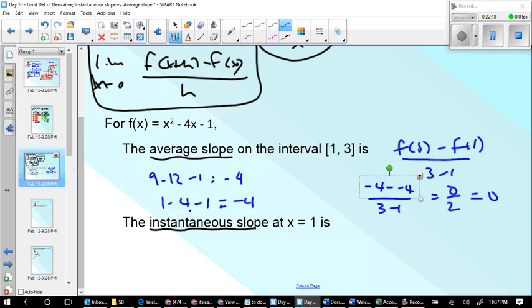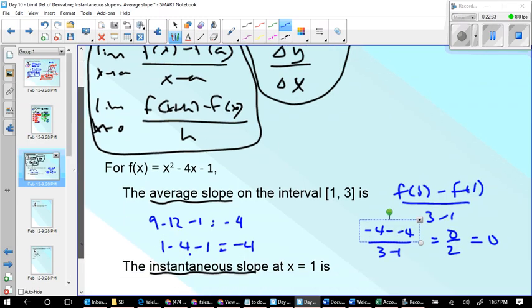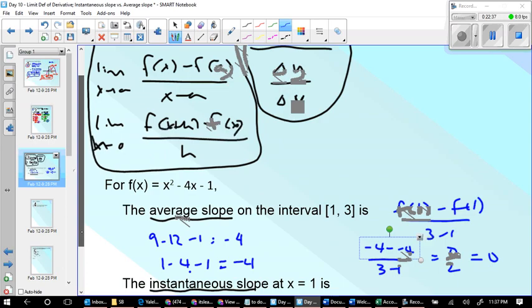Instantaneous slope, once again, that's our derivative, so we have to use one or the other of these definitions up here. I don't care which one you're using. You don't have to use both in this one, but you always can, just to kind of practice and to serve as a quick check for your answer. So take a moment to find my instantaneous slope at x equals 1.